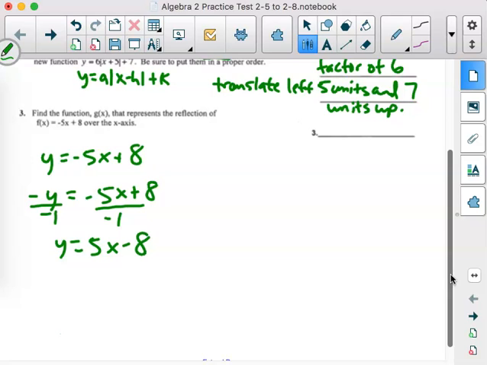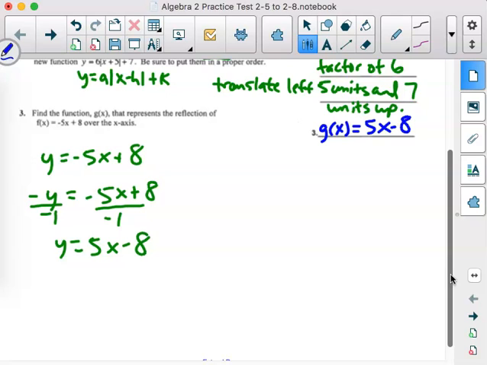But did they say we could name it y? So we'd miss like a quarter of a point if we didn't catch this. It said we have to name it g of x. So g of x equals 5x minus 8.